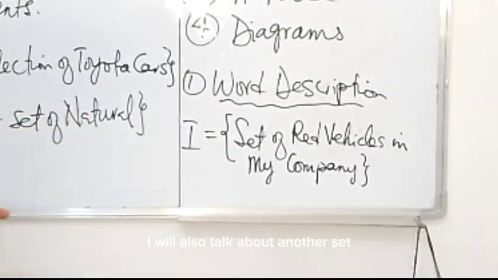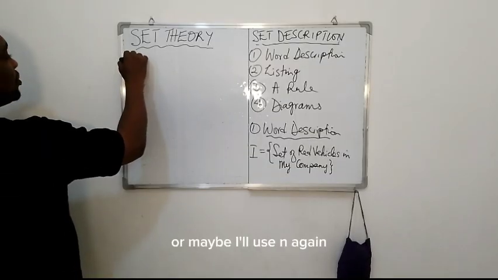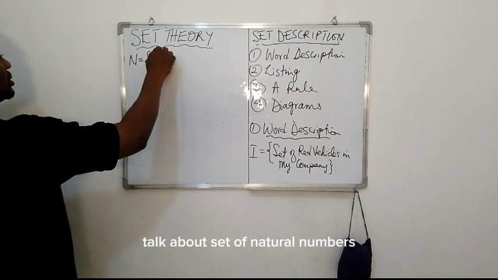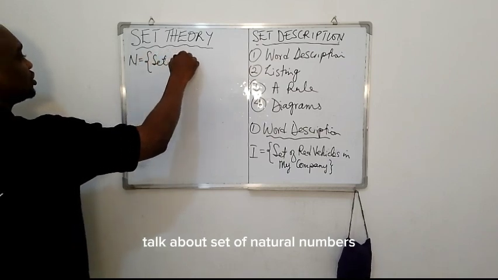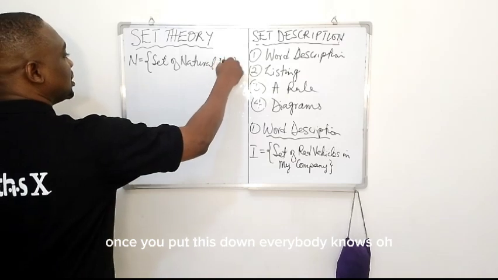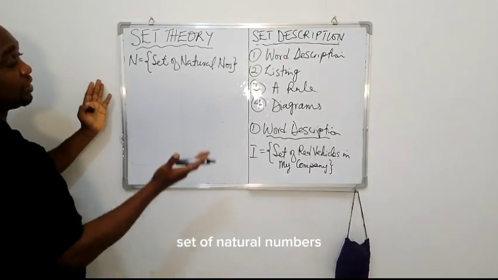I will also talk about another set, but I will take this part of the board. Or maybe I'll use N again. I've used this earlier. Talk about a set of natural numbers. Once you put this down, everybody knows, oh, a set of natural numbers.